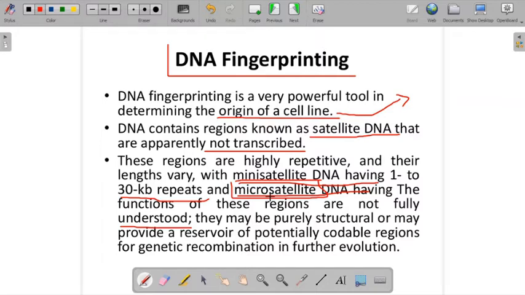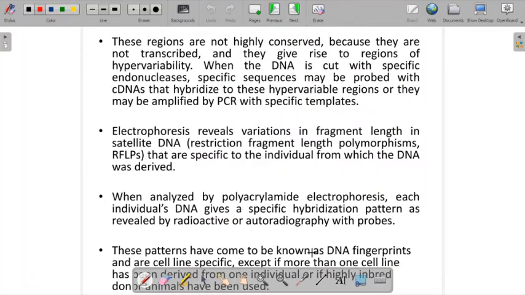It could be anything. The reasons, or the functions of these microsatellites, could be anything. Still we don't understand fully. I am saying fully, not at all. We have understood their functions, but not fully. They may be purely structural or may provide a reservoir of potential codable regions for genetic recombinations in further evolution. Might be, God knows. But these regions are very important, guys. This is part of research, and microsatellites are very important.